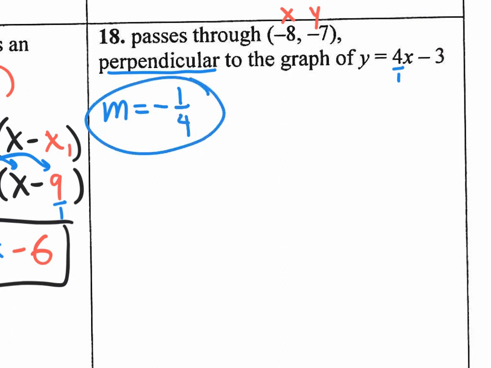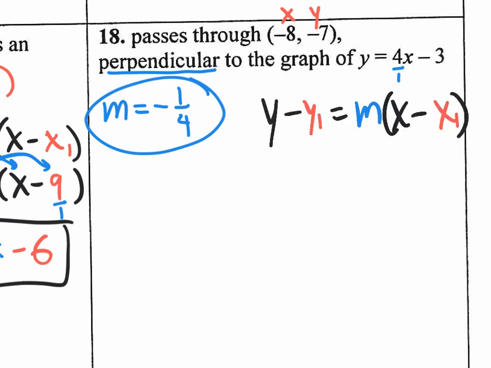And that's all we need from this equation. I don't ever have to look at this equation again. I already got the slope. I already got what I needed. I already have my point. Let's go to point slope form again. There it is.